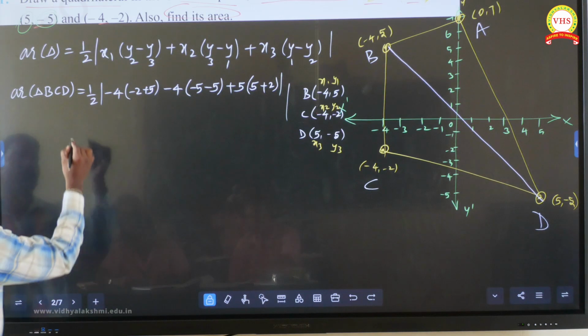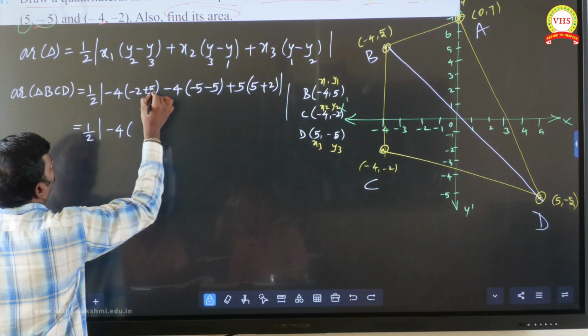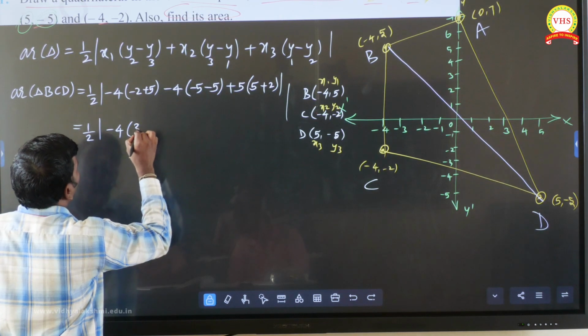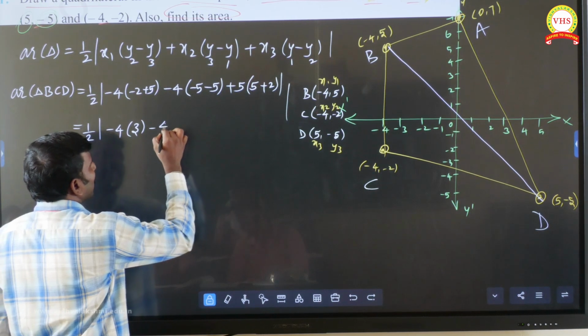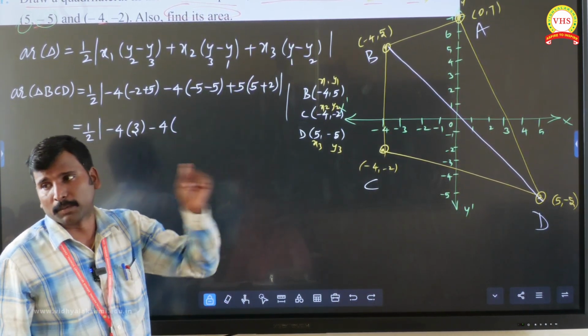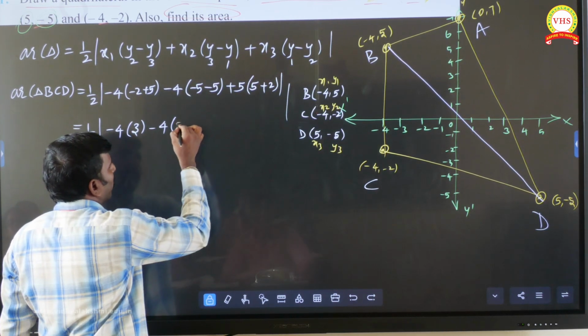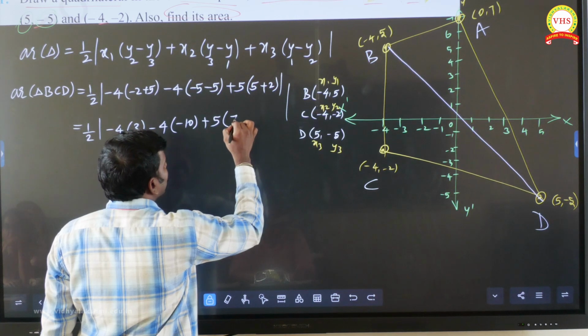Understand? Right. Now let's start to simplify this. What am I getting? Minus 4 into, when I simplify this, plus 3. Highest number contains positive, so plus 3 I'm giving. Minus 4 into, when I have a negative for both the numbers, we have to add and put the same symbol. Then minus 5, so minus 10 I'm getting, plus 5 into, 5 plus 2, 7.